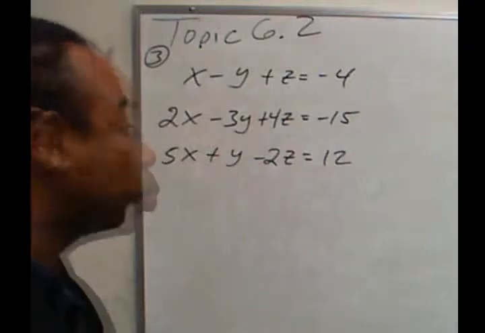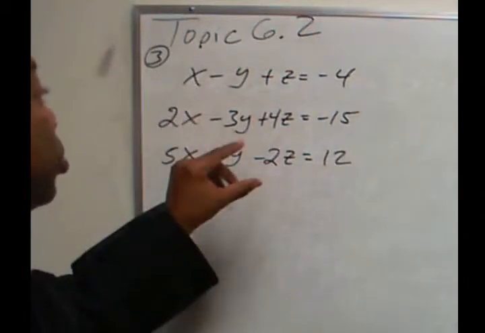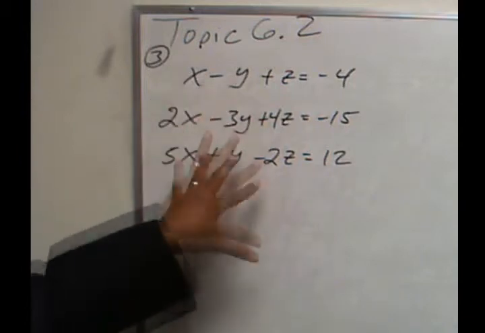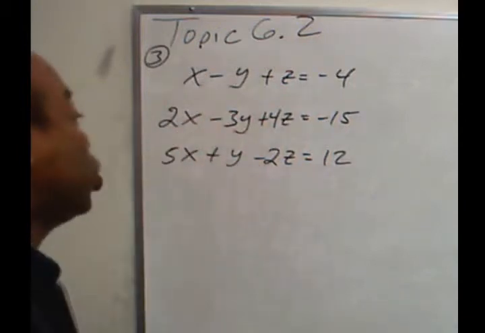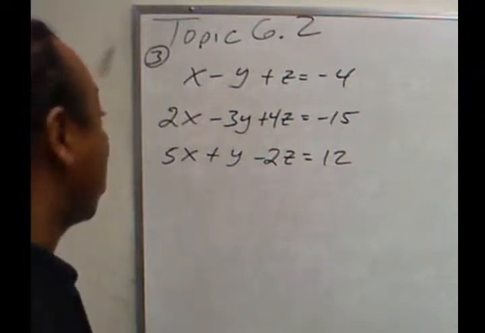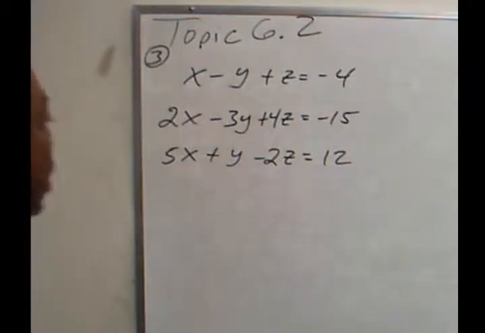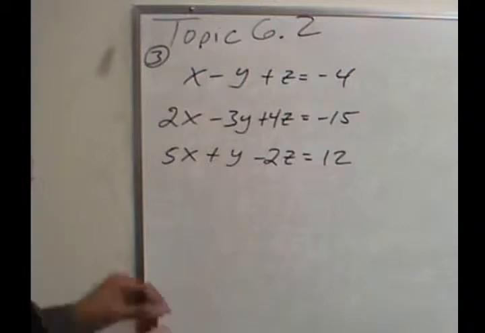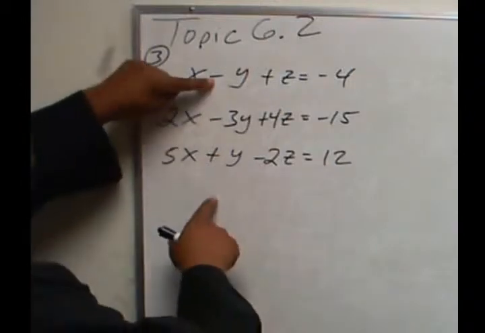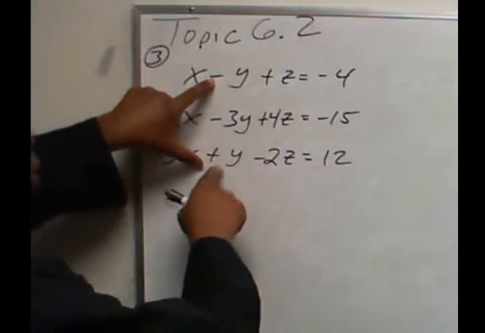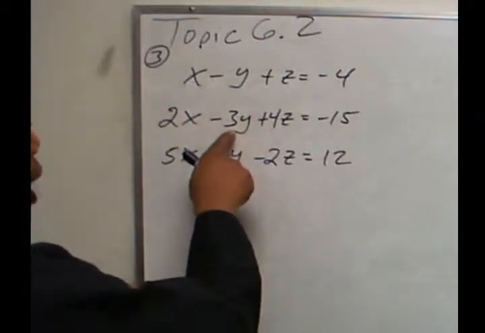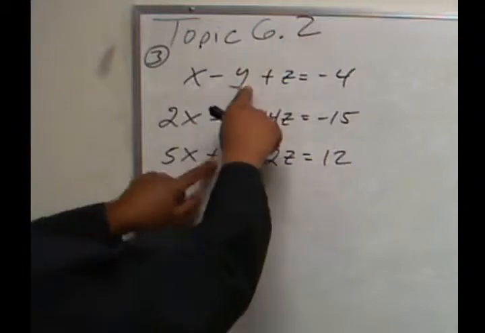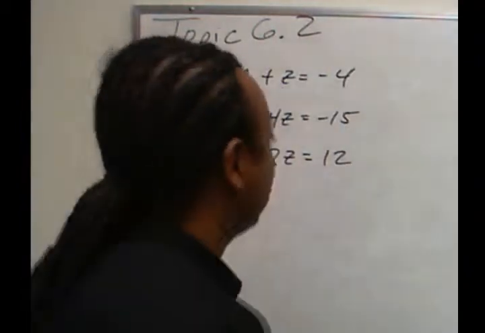Topic 6.2. We'll be solving nonlinear systems. This nonlinear system is a system of 3 variables, so we're going to choose a single variable to eliminate from all of them. I want to choose the y's because we have a negative y here and a positive y there, and they'll cancel out. I'll come back and cancel out the negative 3y next, but I can cancel these out immediately.